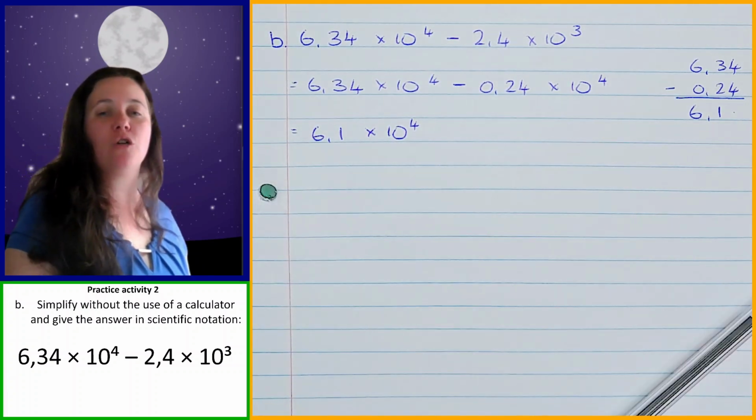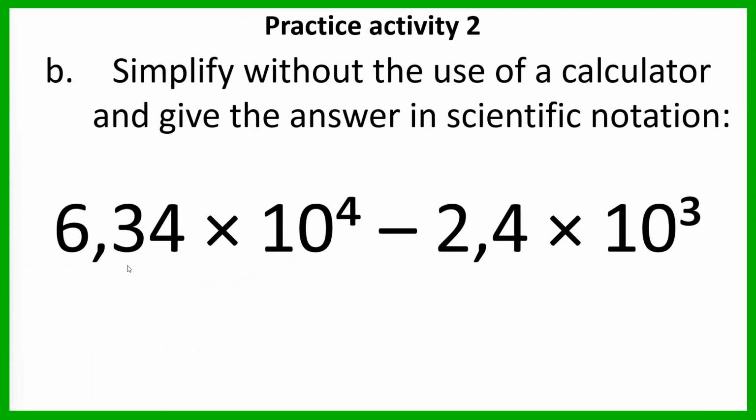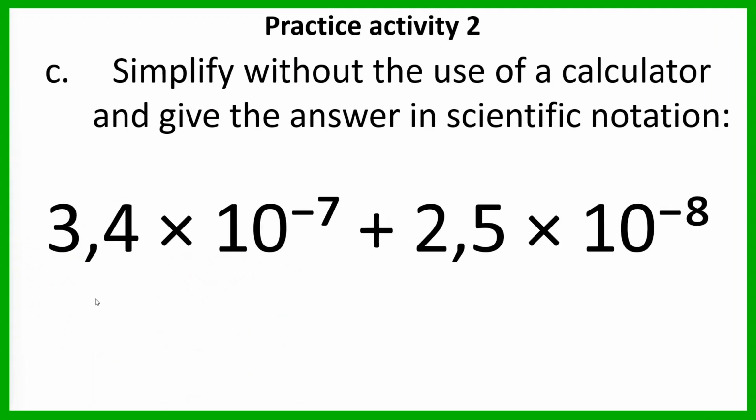Right, so now we're going to go on to question C. In question C, you've got 3.4 times 10 to the power of negative 7 plus 2.5 times 10 to the power of negative 8. And I'll give you 1 minute for this one as well.